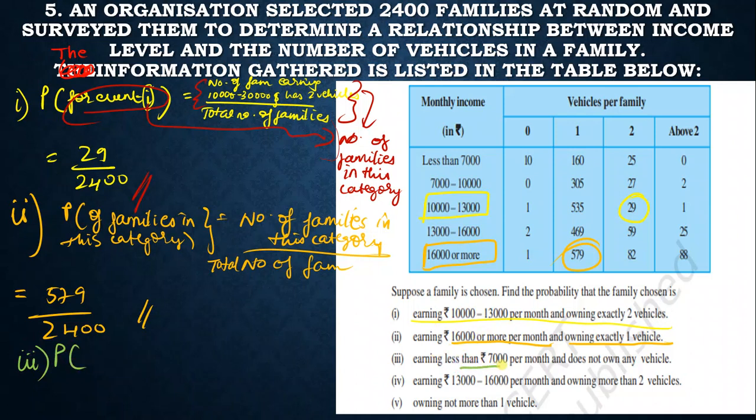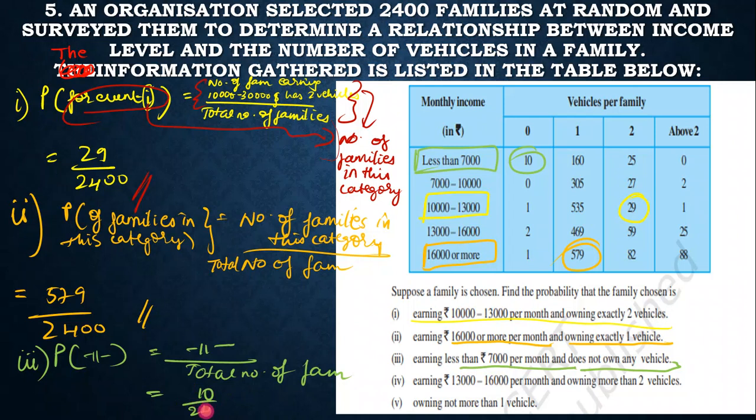So, the probability of families who are earning less than 7,000 per month and do not own any vehicle. Less than 7,000 and owning no vehicle means 0, so that will be 10 families. Same thing as what I wrote above, you can just write that again. And here also, the number of families in this category by the total number of families. So this will be 10 by 2400, so 1 by 240. You can convert to decimal if you like to.